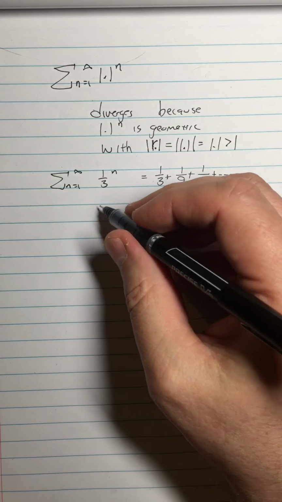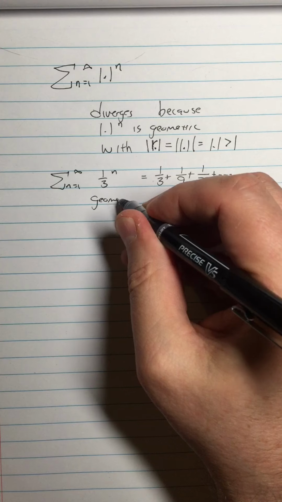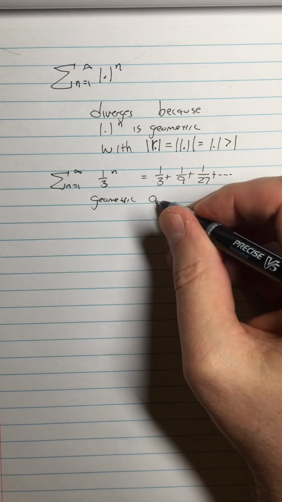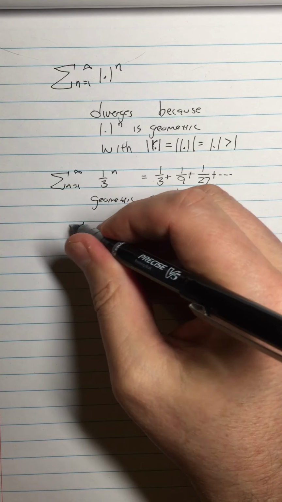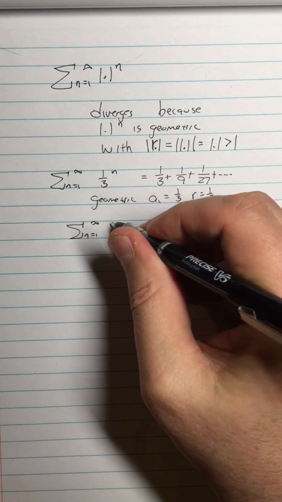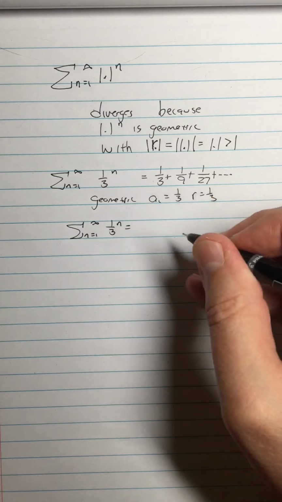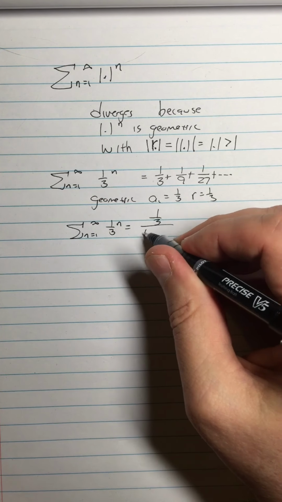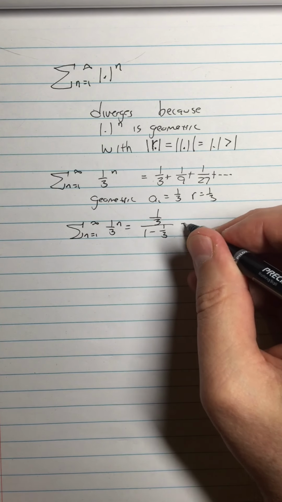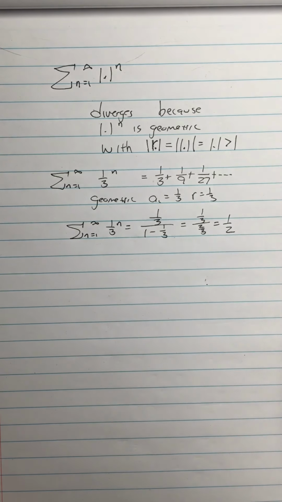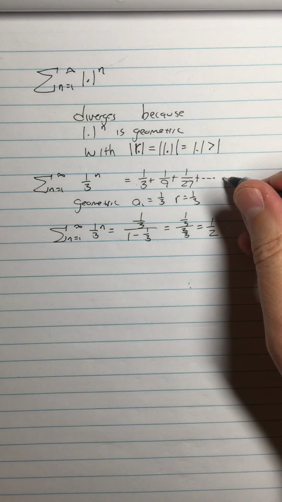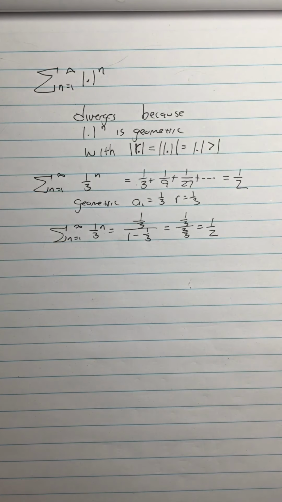Okay, so this is geometric with a sub 1 equals 1/3 and r equals 1/3. So that means that the sum from n equals 1 to infinity of 1/3 to the n equals a sub 1, which is 1/3, over 1 minus r, which is 1/3. It's 1/3 over 2/3. It equals 1/2. There, you just added up infinitely many fractions. You think adding fractions was hard? You just added infinitely many fractions in less than a minute.